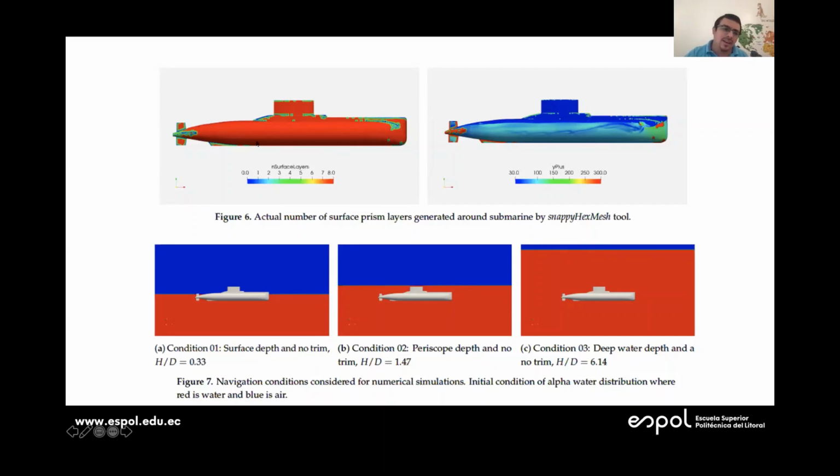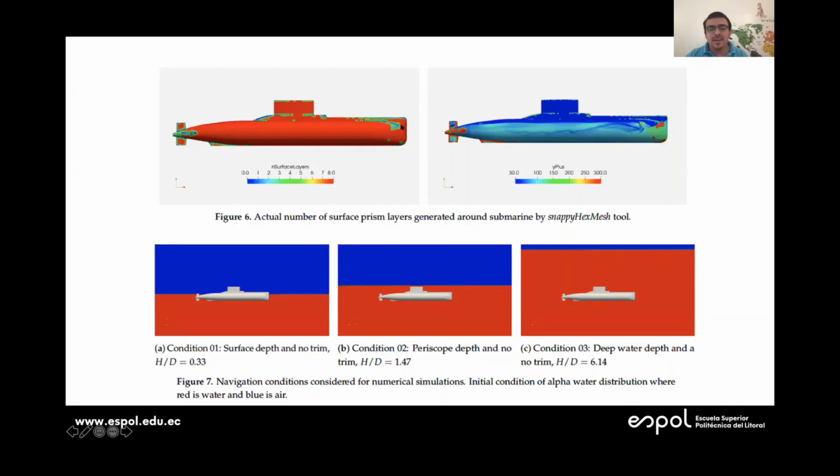For this, one of the challenges that we had to overcome was how do we get a smooth prism layer distribution along the whole structure, the whole submarine hull. And the thing is that in this submarine the curvature is high and complex, especially where the main hull intersects with the upper deck superstructure.